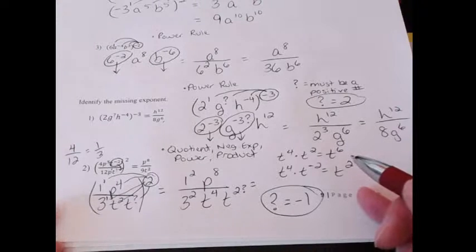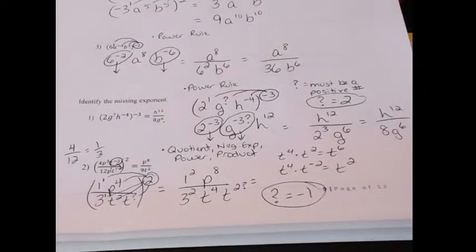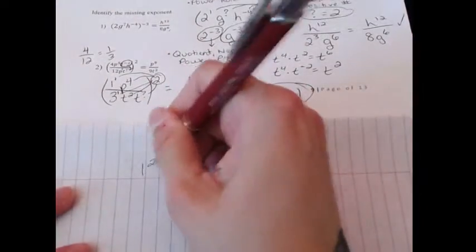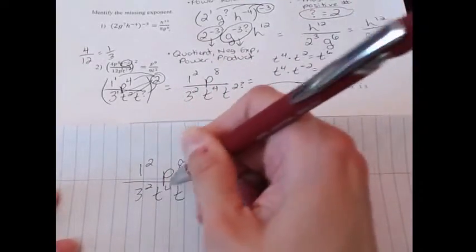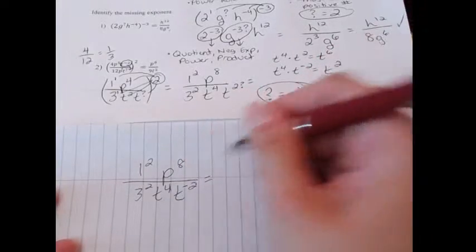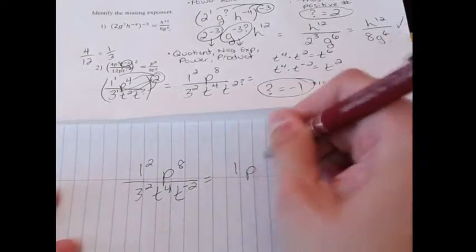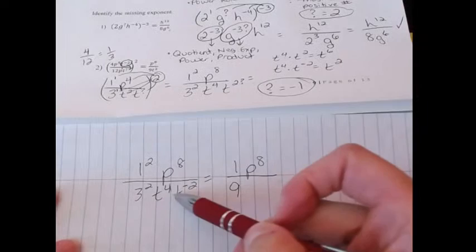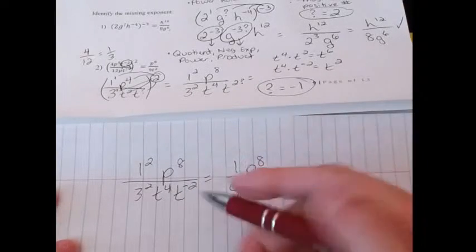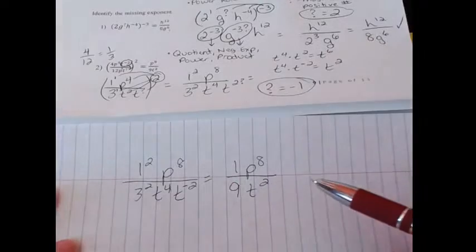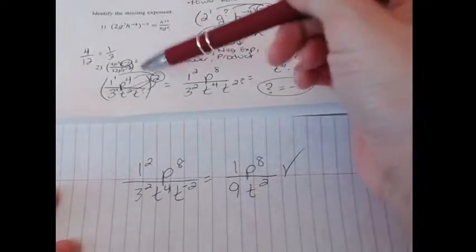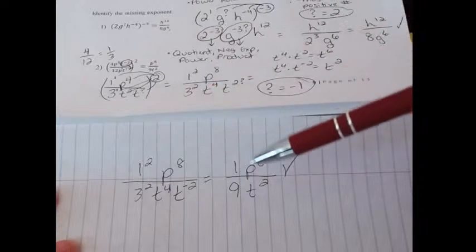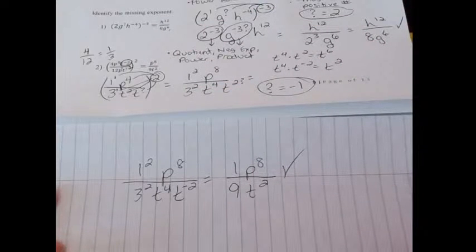Okay? To kind of take this a step further, I'm just going to rewrite this bottom part. If I wrote 1 to the 2nd power p to the 8th over 3 squared t to the 4th and then t to the, let's make that a -2, check out what happens. 1 squared is 1, p to the 8th stays, 3 squared is 9, and then t to the 4th times t to the -2 is t to the 2nd power because you keep the base, add the powers. And check, we have exactly what we wanted. So we can make sure that they're completely identical.